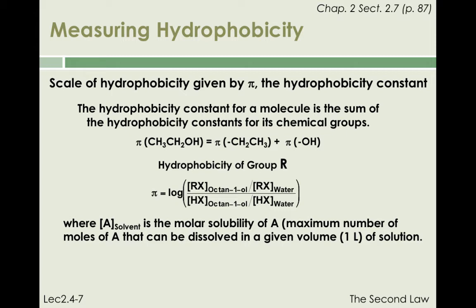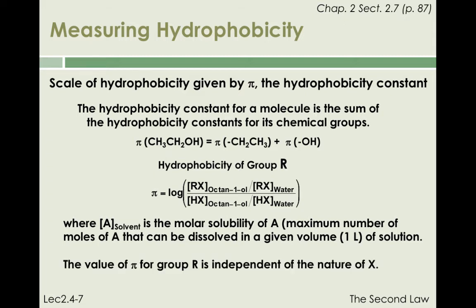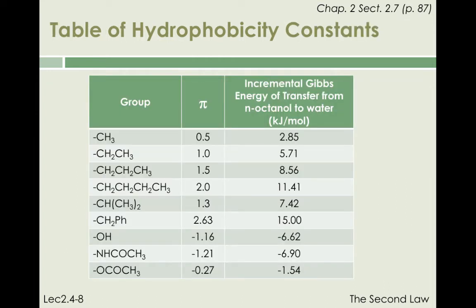These measurements have been carried out for many groups R in a multitude of molecules RX and are partially summarized in a table on the next slide. Please note that, estimated in that fashion, the value of pi is independent of the choice of the group X. The table of hydrophobicity constants shows that the longer a linear alkane group, the more positive the hydrophobicity constant. Indeed, adding one methylene group raises the hydrophobicity constant by about half a unit.